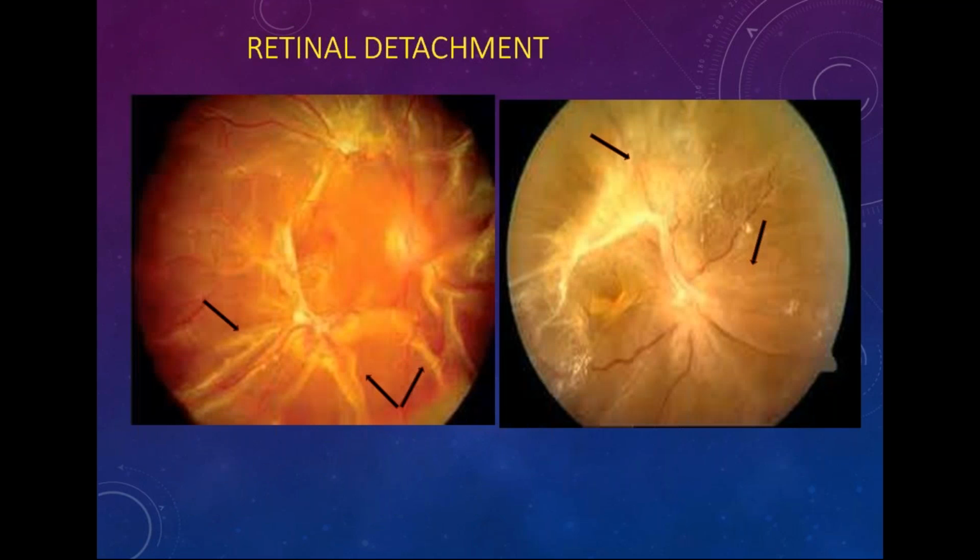This is a picture showing tractional retinal detachment in diabetic retinopathy. These are all the fibrovascular bands. The fibrovascular bands pull the sensory retina away from the retinal pigment epithelium, which leads to tractional retinal detachment.